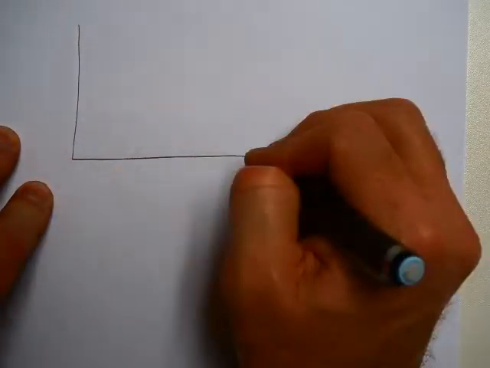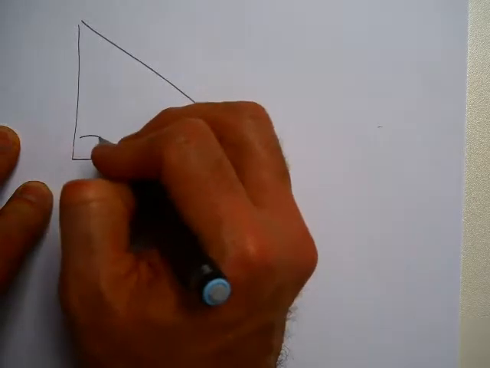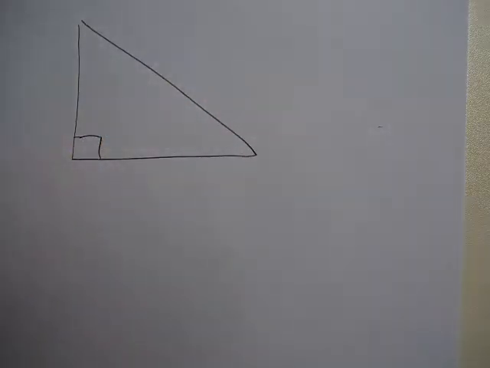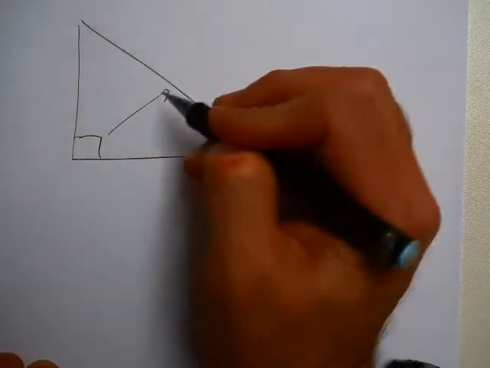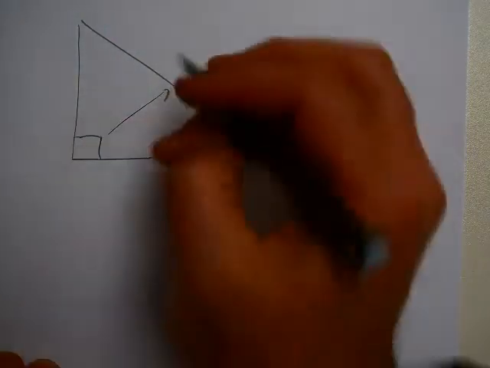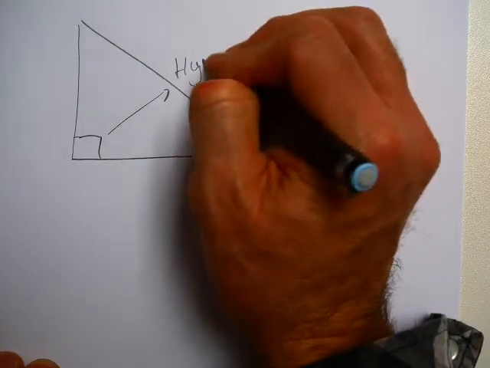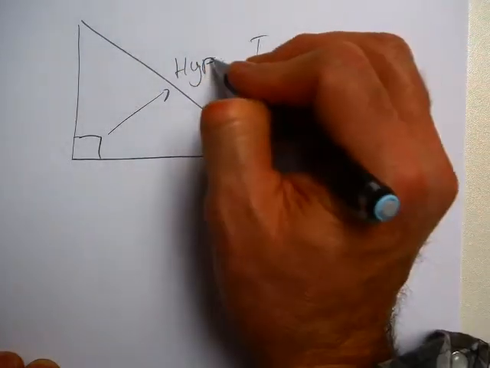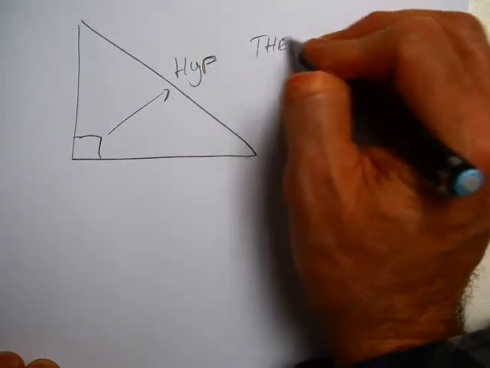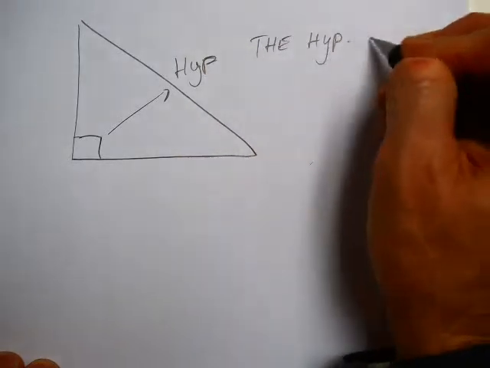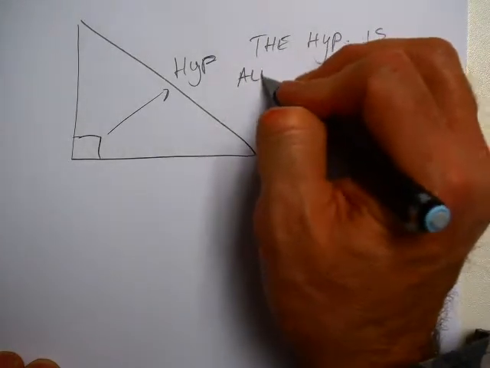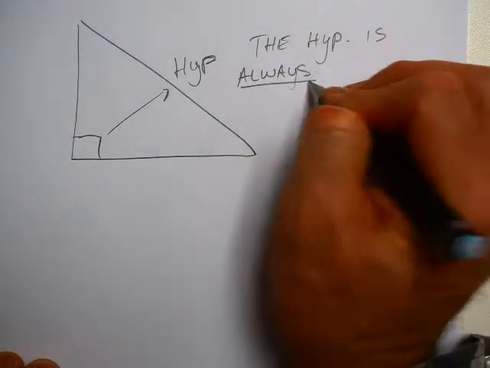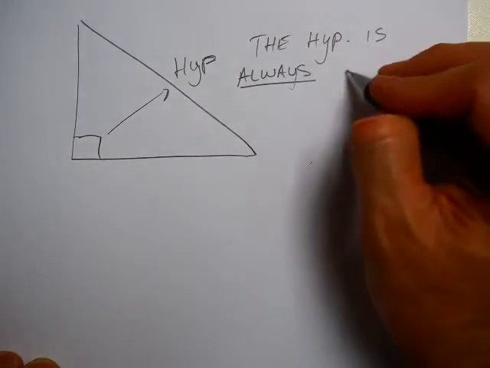It's a bad deal. All right, another thing that we need to know about right triangles specifically. When we have a right triangle, the hypotenuse is always in the same spot. It's always across from the right angle. The hypotenuse, HYP, is always, we say instead of across, we say opposite.